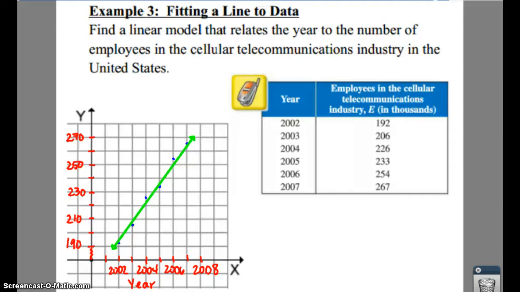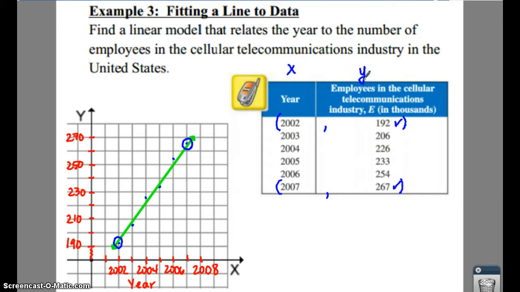Now, in order to actually figure out an equation here, you need to choose 2 points. I'm going to choose the points on each end. You don't always choose the points on each end, but that's basically on your line, and this one is pretty close also. So the 2 points we're going to use are (2002, 192) and (2007, 267). These are an ordered pair, your x's and your y's.